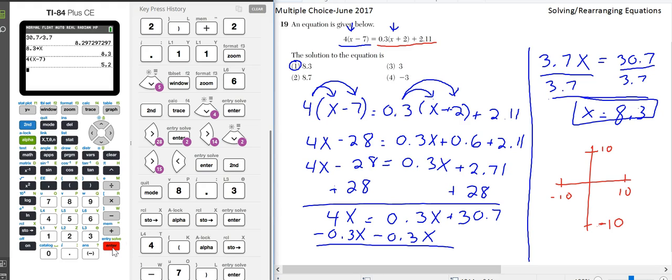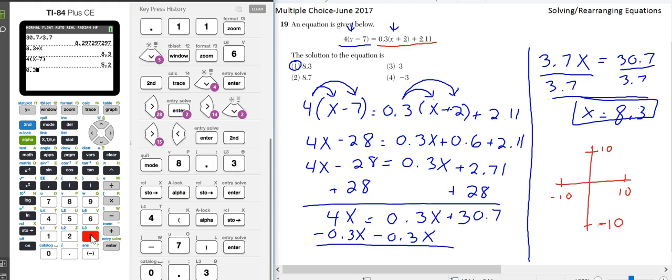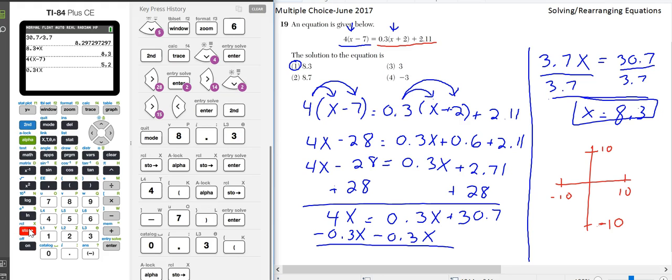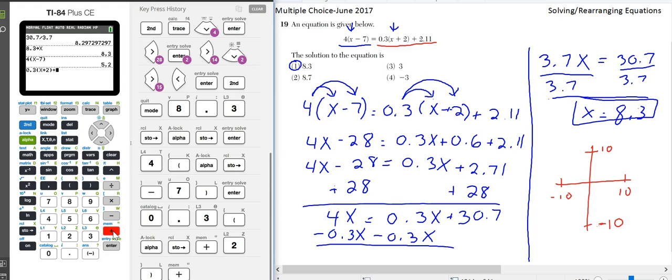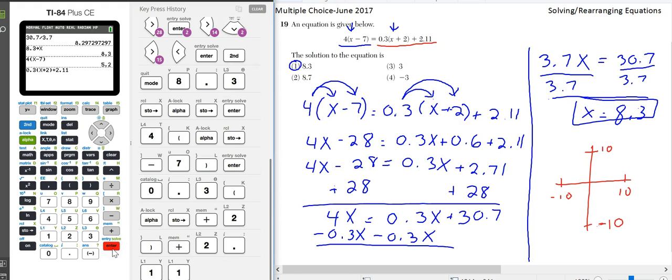That gives us 5.2. Now let's see what would happen if we evaluated the right-hand side of the equation with x being equal to 8.3. So that's 0.3 times, open parentheses, alpha sto for x plus 2, close parentheses, plus 2.11. Since these two are equal, when we evaluate the left-hand side and the right-hand side, for both of them we got 5.2. We know that choice 1 is the answer.